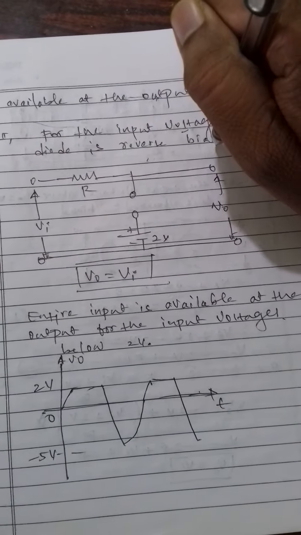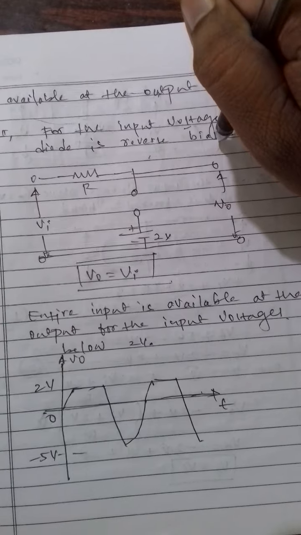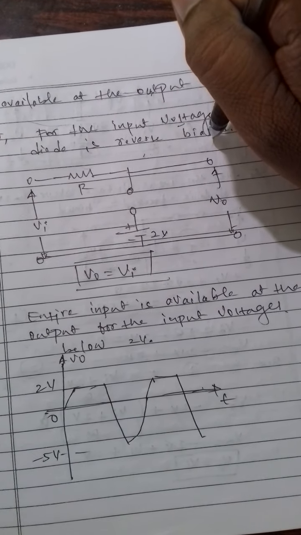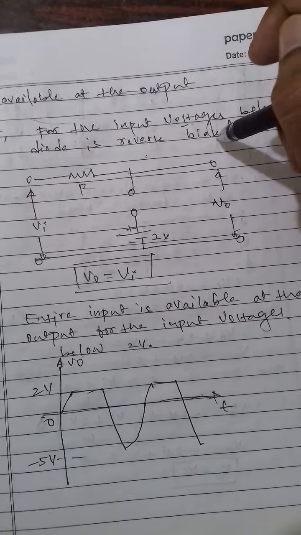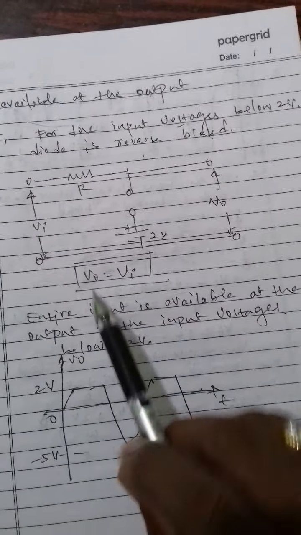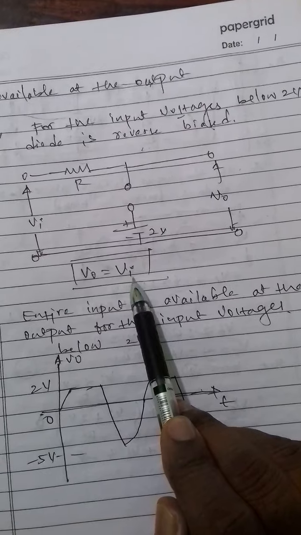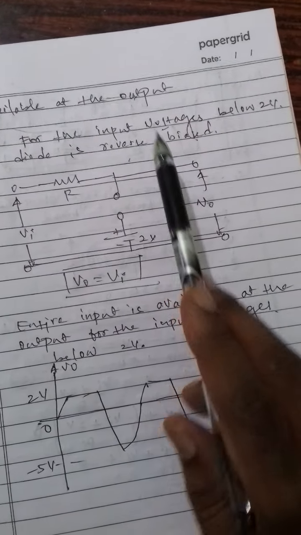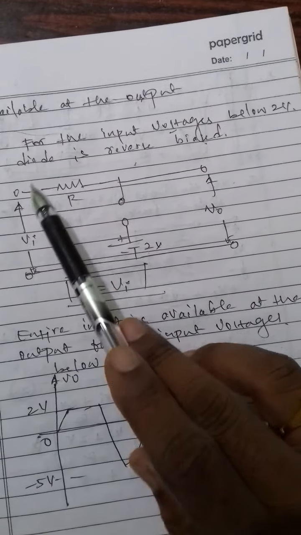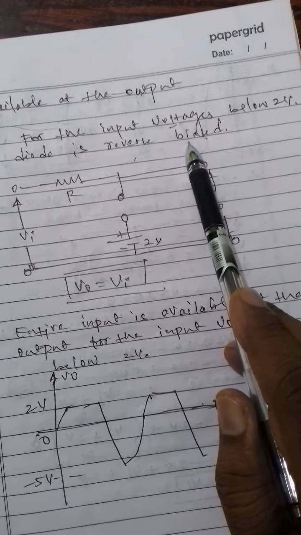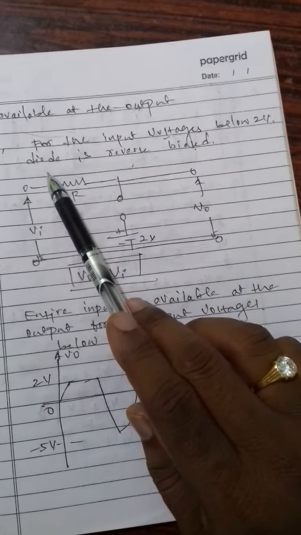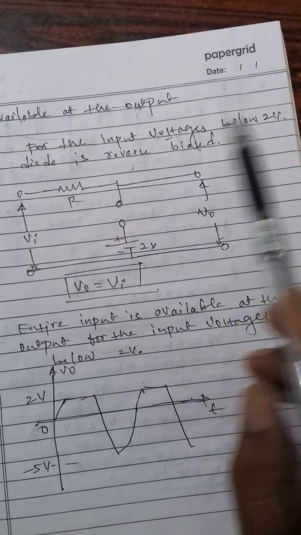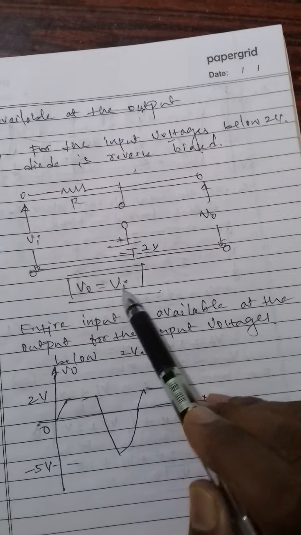For the input voltages below 2 volts, this diode is reverse biased and the output voltage is equal to the input voltage.